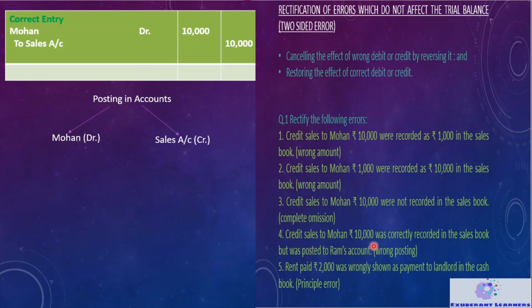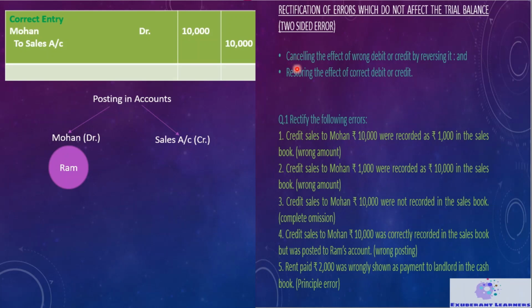Okay, remember this thing, from the sales book the sales account is posted correctly, but the mistake is that while posting to Mohan's account from the sales book, it was posted wrongly to Ram's account. So it is posted to Ram instead of Mohan. So this account is correct. Now Mohan was supposed to be debited and you wrongly debited Ram.